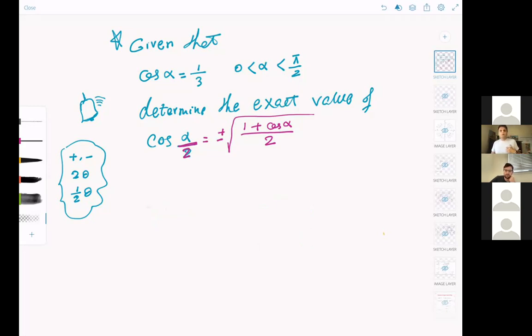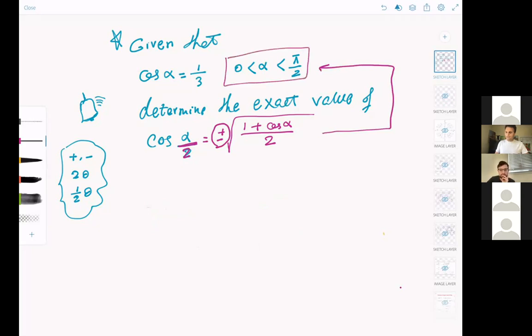So our job is to decide, is that positive or negative for what we're looking for? Positive. Negative. Yeah, we have alpha between 0 and pi half. That means alpha is in quadrant 1, 0 to pi half. Any angle that you pick here, if you half it, is still going to be in quadrant 1.